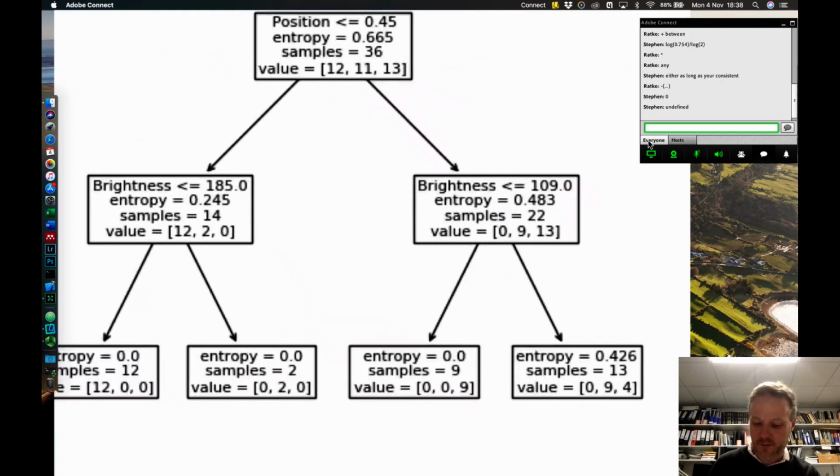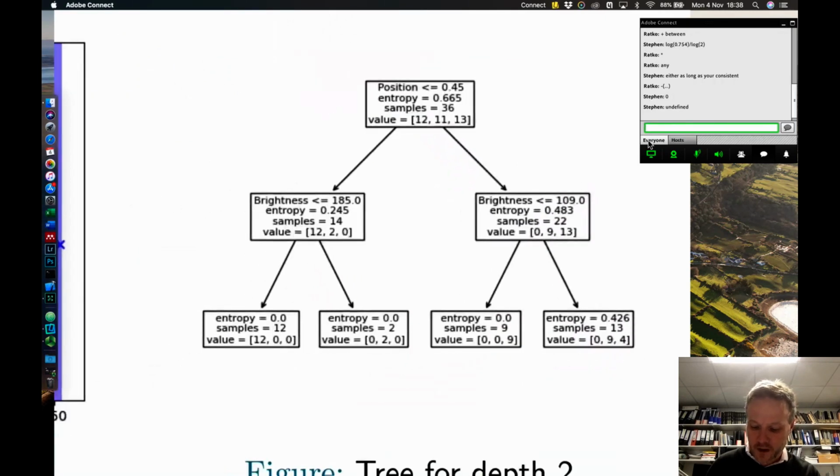This is saying brightness smaller than or equal to 109. But this doesn't make a perfect split. On the one side, yes, of these 9, none of them go down there, and all of them go here. But unfortunately, that 13 has not got perfectly split. It's gone 9 one way and 4 the other way.